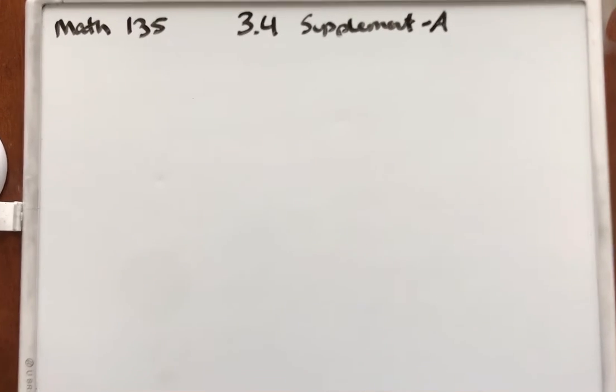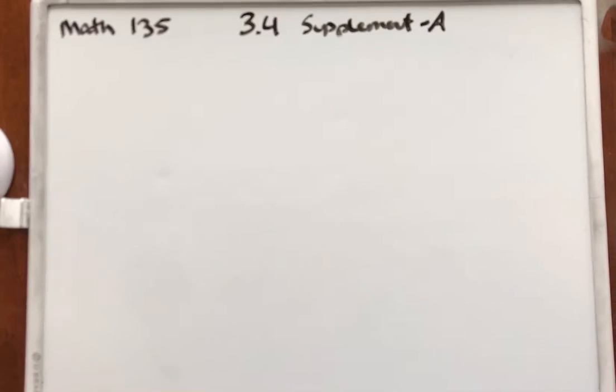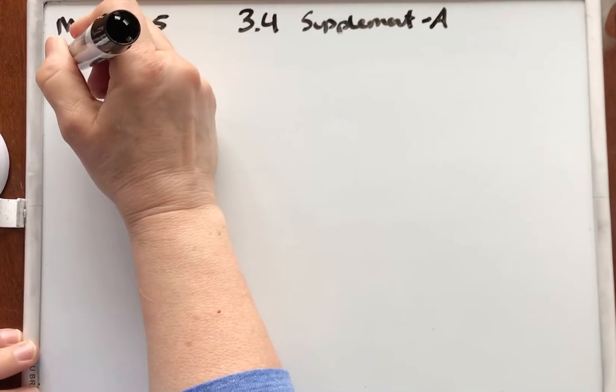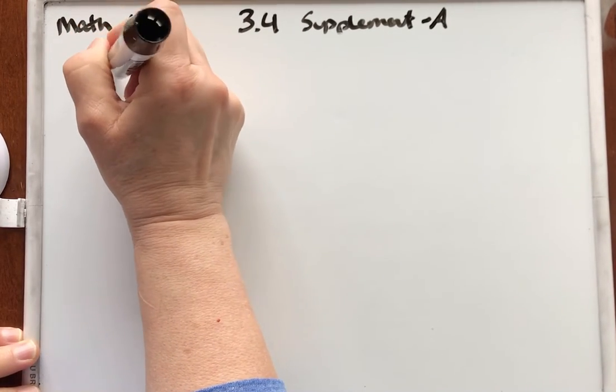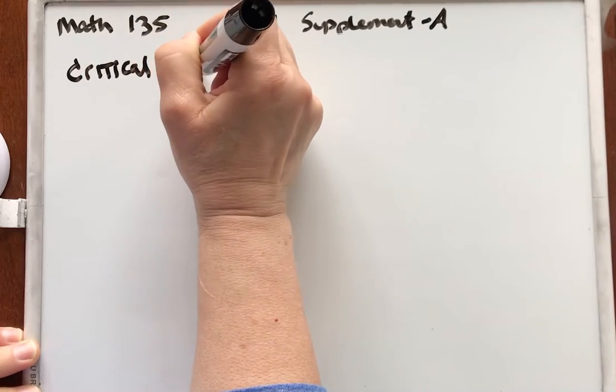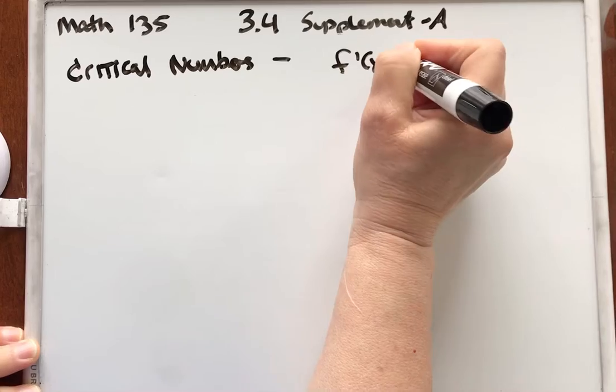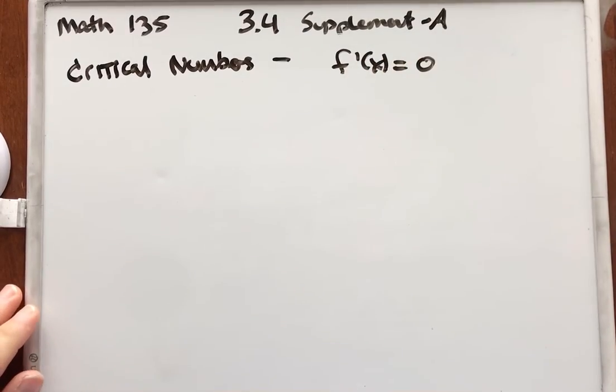For Supplement A for Math 135, we've just finished watching some 130 videos, and now I'm going to do a little bit of review and then continue on to something new. So let's review. We look at critical numbers. We find critical numbers when f prime of x equals 0. So let's get an example.